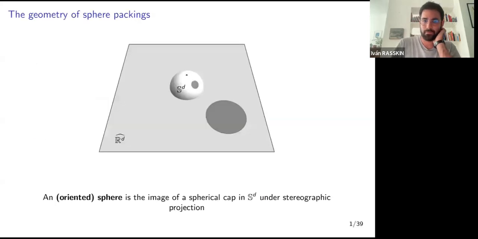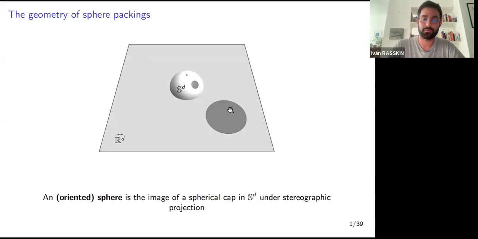So we're going to work on the spherical model, so on the sphere in dimension D, and we can project a spherical cap into the Euclidean space of the same dimension. And we're going to compactify this space, so we're going to add the infinity as a point. And we're going to say that a sphere in the compactified Euclidean space is just the image of a spherical cap under the stereographic projection.